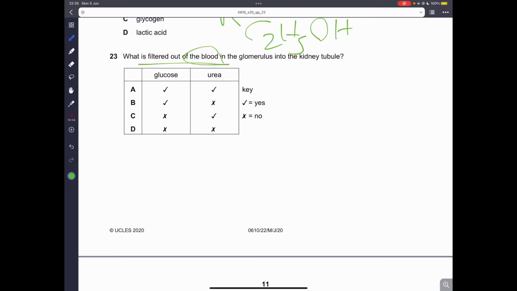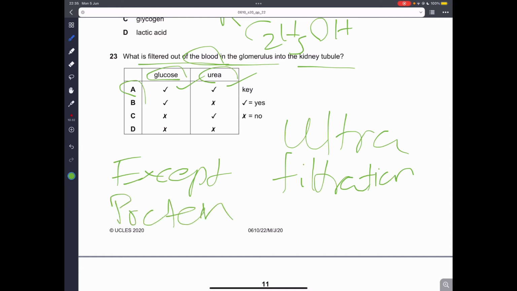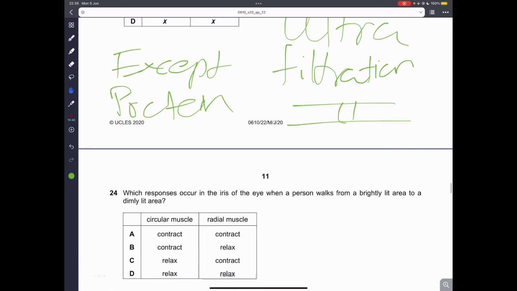Question 23. What is filtered out of the blood in the glomerulus in the kidney tubule? Out of the blood. So this is a process called ultrafiltration, that the glomerulus carries out, and therefore both glucose and urea are going to be filtered out, except the big molecules such as protein. Because they are too big, they cannot pass through the narrow capillaries of the glomerulus, and therefore they won't be filtered out. And therefore A is the correct answer.